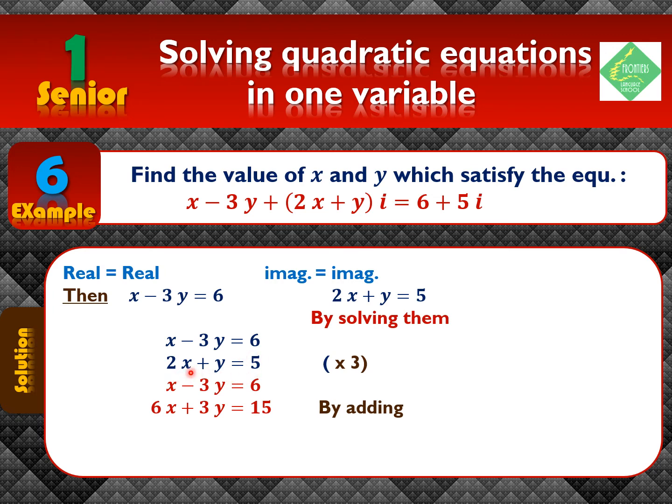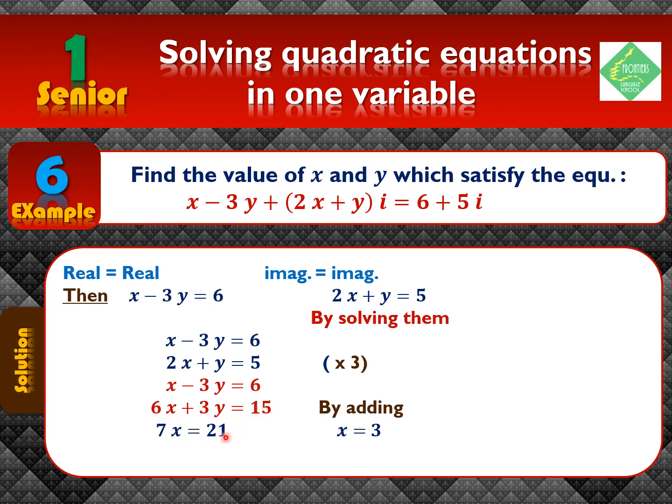Don't forget, 2x multiplying 3 I get 6x. y multiplying 3 I get 3y. 5 multiplying 3 I get 15. I will add. Why do I add? To eliminate negative 3y with positive 3y; they will eliminate together. x plus 6x I get 7x.